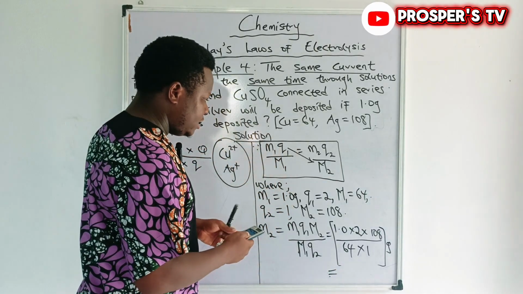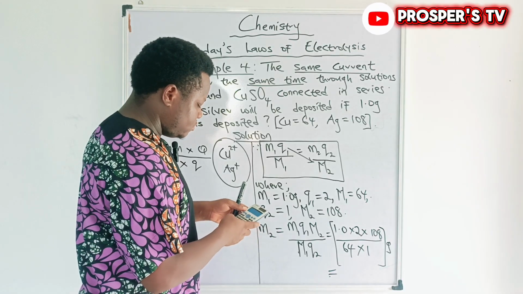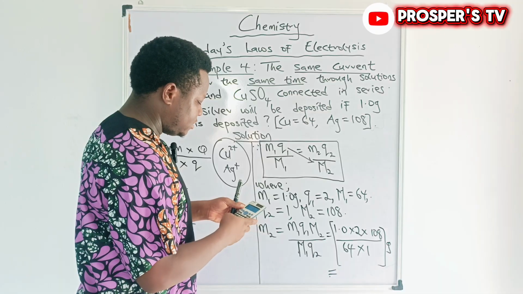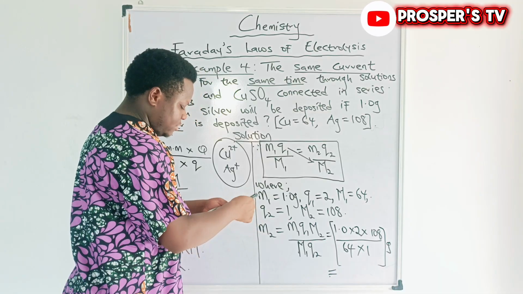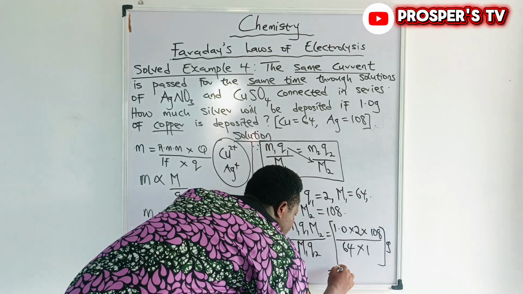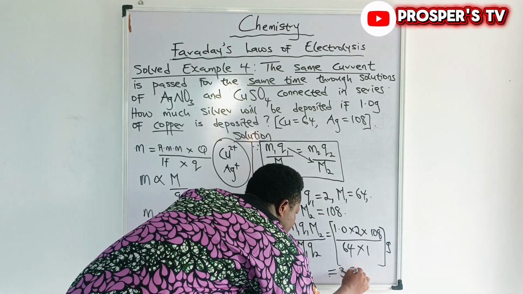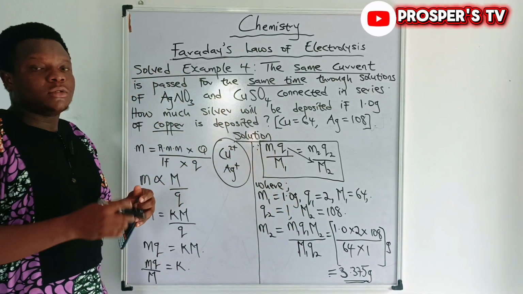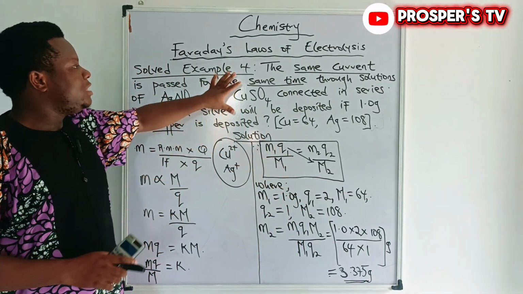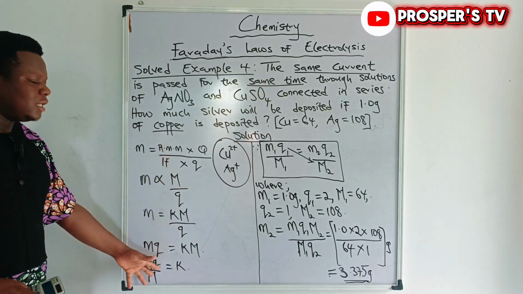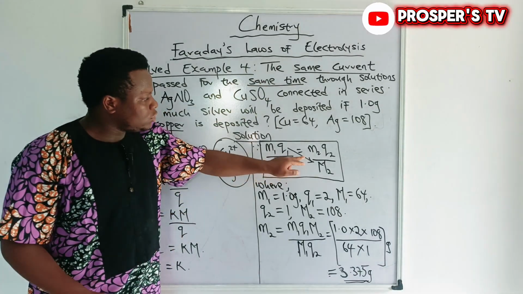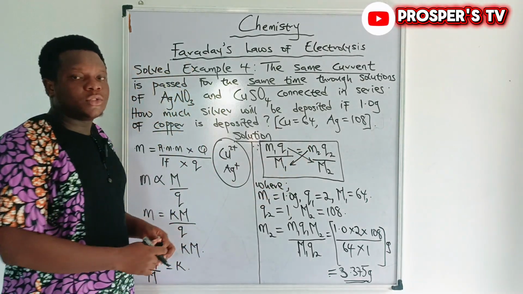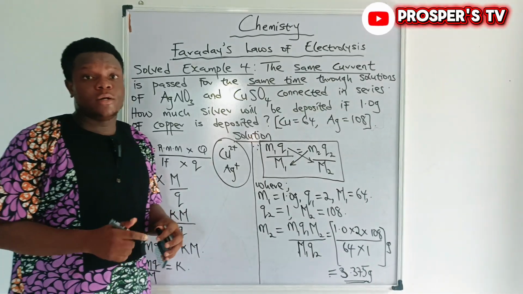So let's punch that quickly. You have 2 times 108, then divided by 64. That gives you 3.375 grams. So that becomes your answer for this particular problem. Subsequently, whenever you see problems like this, you don't need to start from the beginning. You just need to use this formula straight up. After writing your formula, you cross multiply, you make whatever you want the subject of formula. We go to example 5 now.